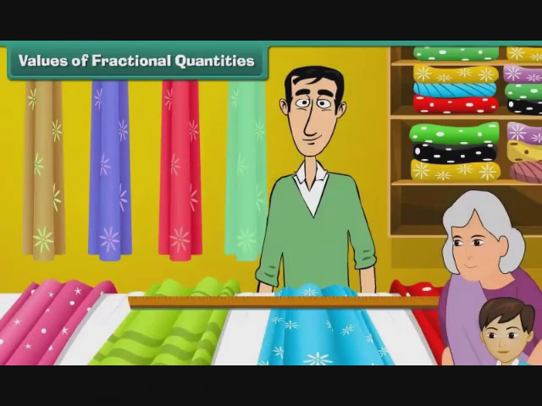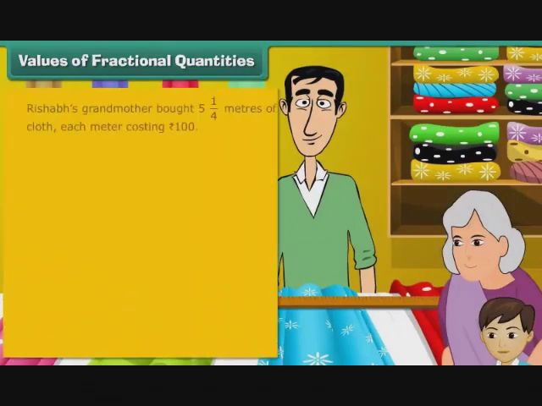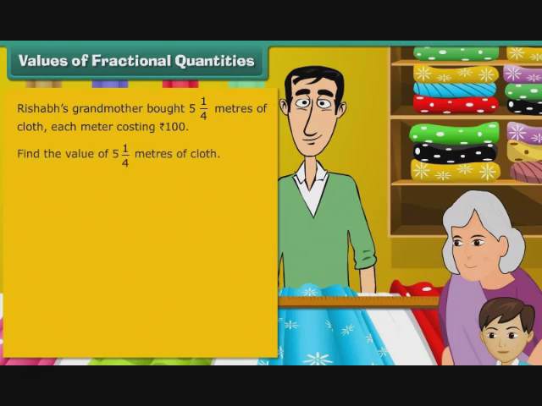Now look at another example. Rishabh's grandmother bought 5 1/4 meters of cloth, each meter costing rupees 100. Find the value of 5 and 1/4 meters of cloth. Value of 1 meter of cloth is equal to rupees 100.